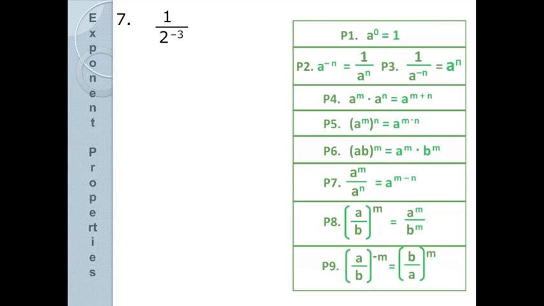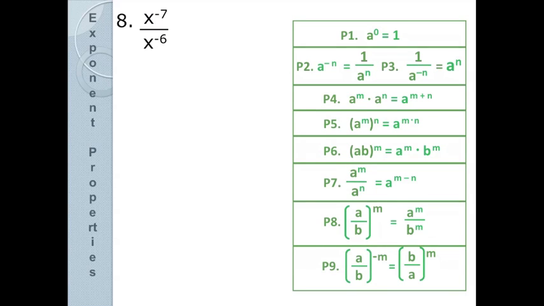Example number 7. We have 1 over 2 to the negative third. We'll begin with property number 3. We have a negative exponent in the denominator, so we can move that to the numerator to make the exponent positive. 2 to the third equals 8.